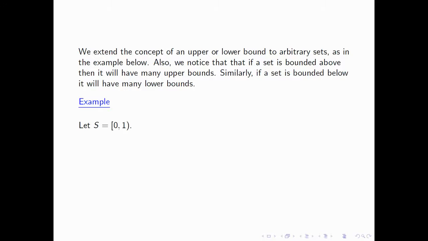Right? Now you can see that a half is not an upper bound. How do I know that a half is not an upper bound? Well, I can find a number in that set, 3/4, which is bigger than a half, and so a half cannot be an upper bound, because for a half to be an upper bound, every element in S must be less than or equal to a half. That's the definition.